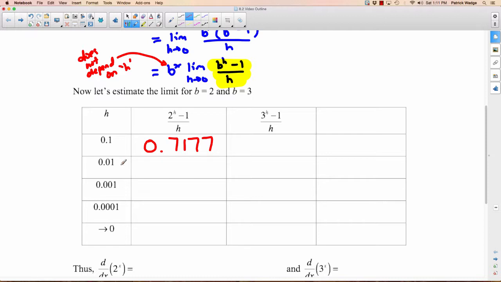So then what I do is do the same thing, but I'll get even closer to 0. I'll put 0.01 in there. 2 to the 0.01, take away 1, over 0.01. And if you do that, you get 0.6956. Let's get even closer to 0: 0.001. What's 1/1000th from 0? It's very close. If you put that into this statement right here, you'll end up with 0.6934.